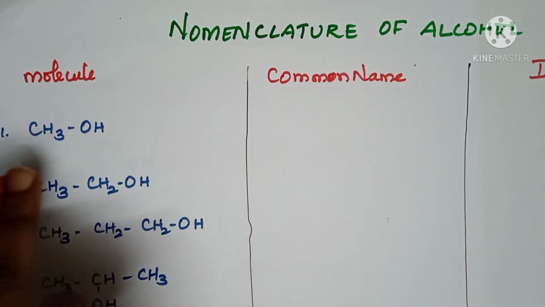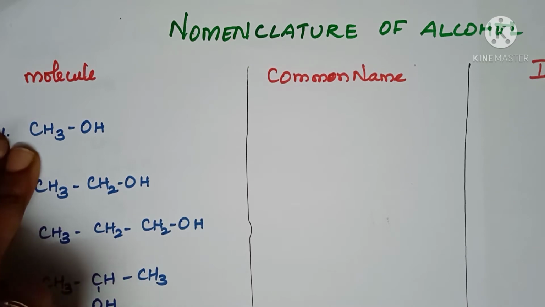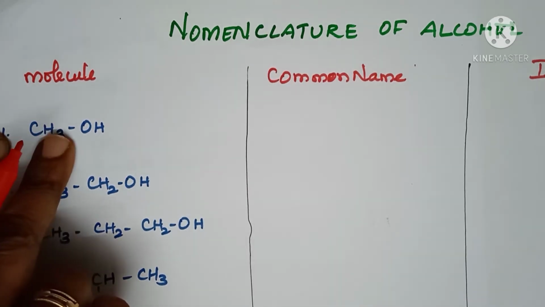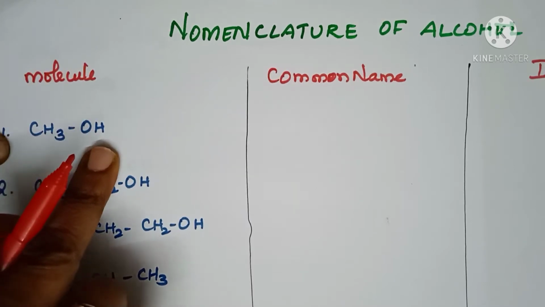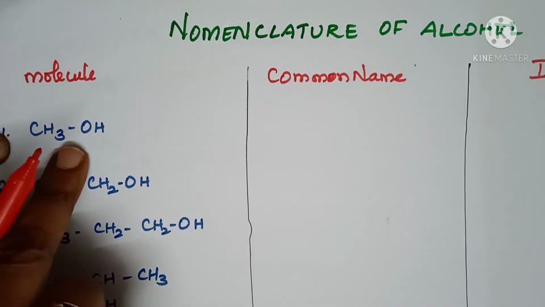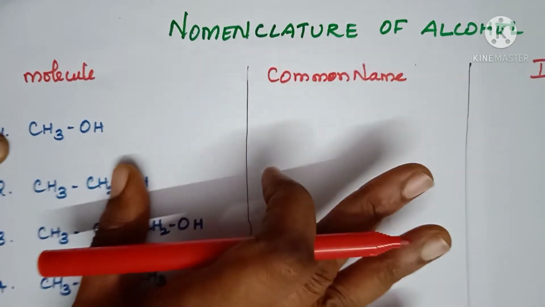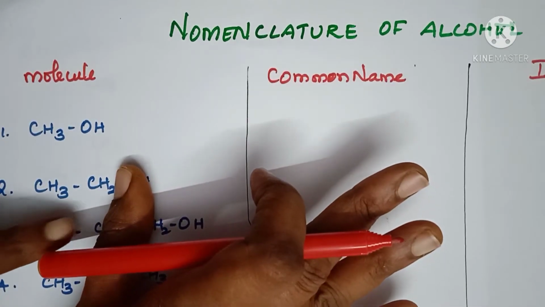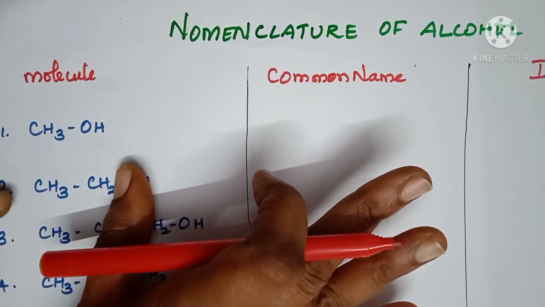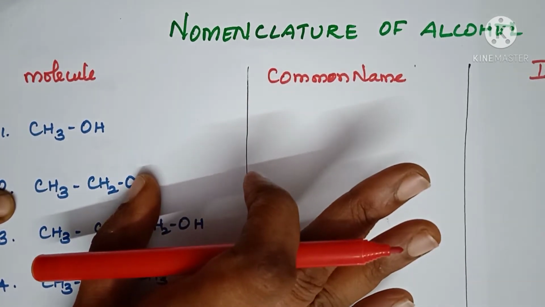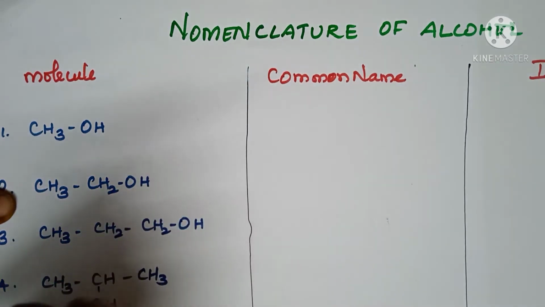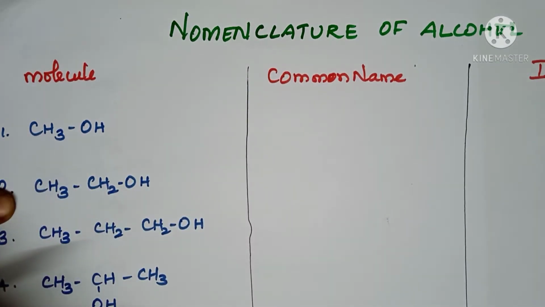For example, this is methane. From methane, one hydrogen is replaced, and an OH group is attached there. So this is methyl alcohol. This is ethane, CH3. One hydrogen is replaced, and an OH group is attached. So it is ethyl alcohol. These are all common names.